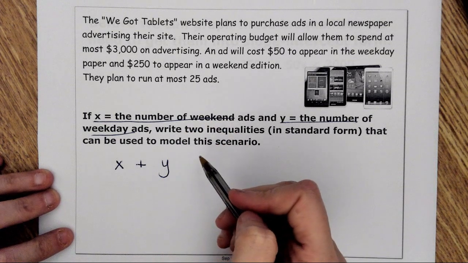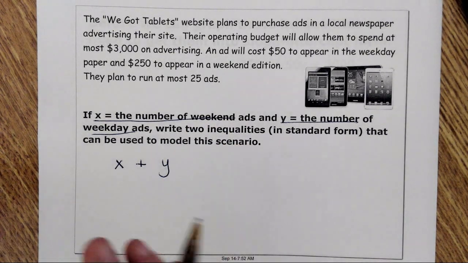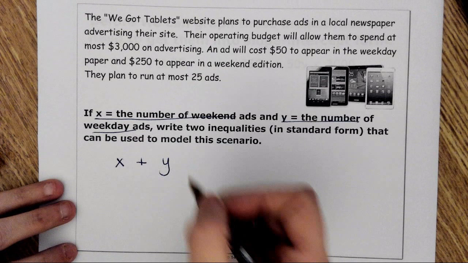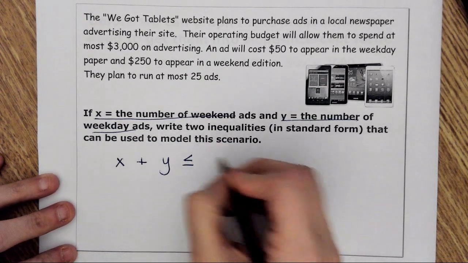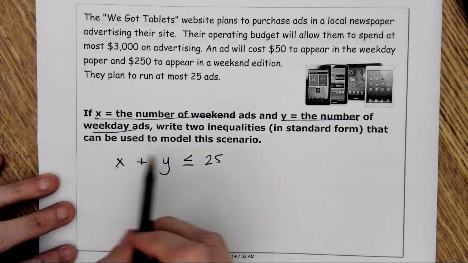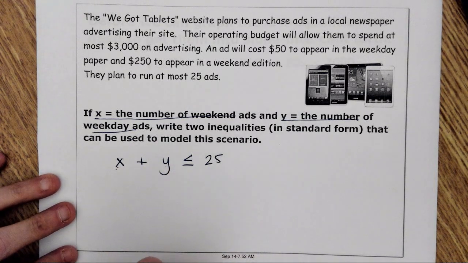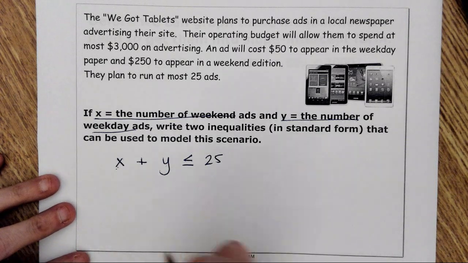How many ads do I have? At most 25. So if I have at most 25, can I have more than 25? No. Can I have exactly 25? Yes. So I can have less than or equal to 25. So all of my weekend and weekday ads have to add up to 25 or less. Now, I've also got money.